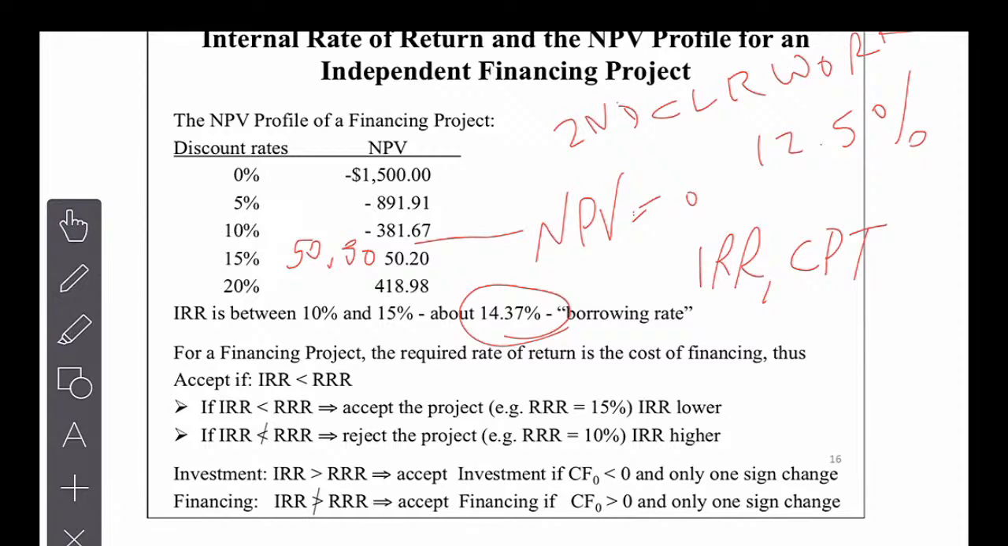As long as, let's say it the other way. I'm using RRR for the required rate of return. So the preset rate, 15% is what you usually use for your projects, like we did for the previous investment project. Then that means that as long as the borrowing rate is lower than the required rate of return, you should accept the project.